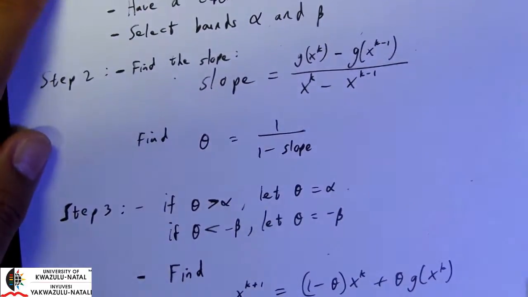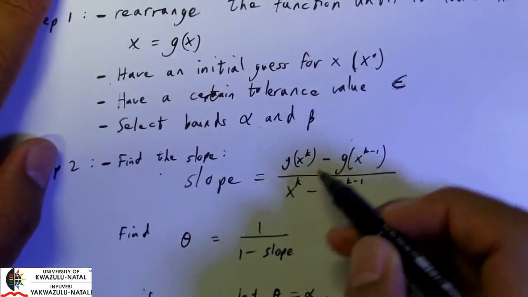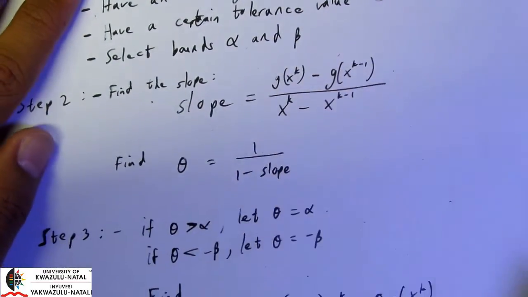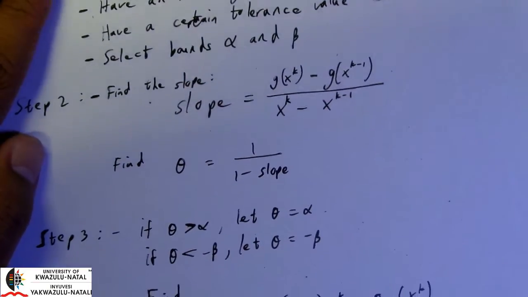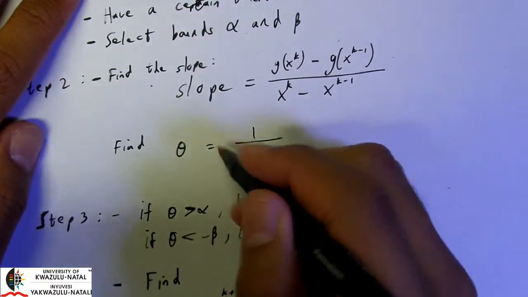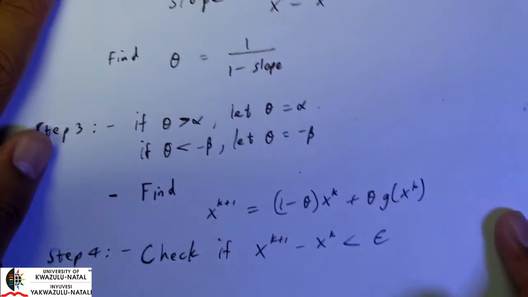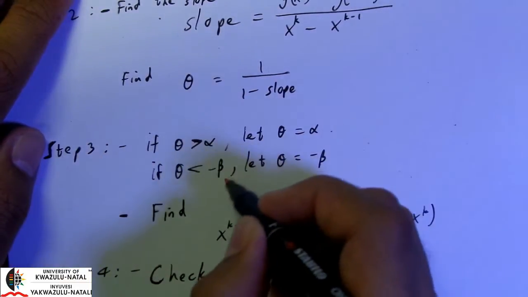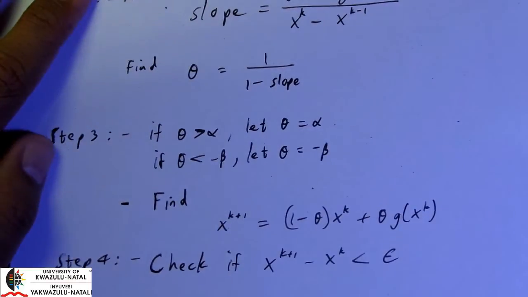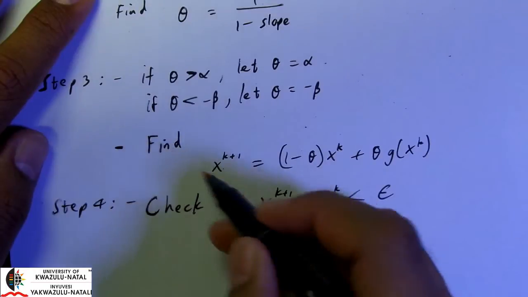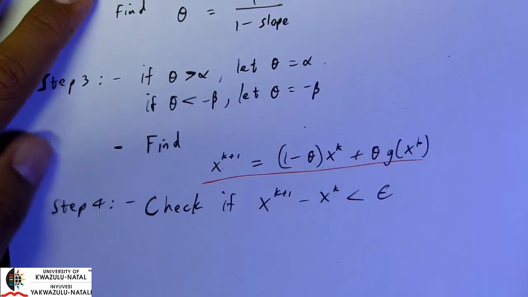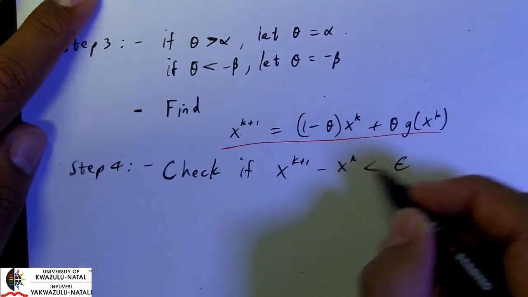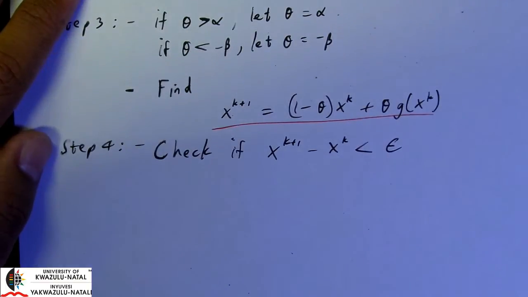Okay, and this is just going through the actual procedure where we can find our slope, g(x_k) minus g(x_(k-1)), in other words our previous guess, over x_k minus x_(k-1). And thereafter we need to find this theta value, where theta is 1 over 1 minus the slope. And if theta is greater than alpha, then we let theta be equal to alpha. If theta is less than negative beta, then we let theta be equal to negative beta. And ultimately we can find x_(k+1) by the following formula. And if x_(k+1) is very nearly equal to x_k, if it's maintaining a certain tolerance, then we know we've found the correct root.